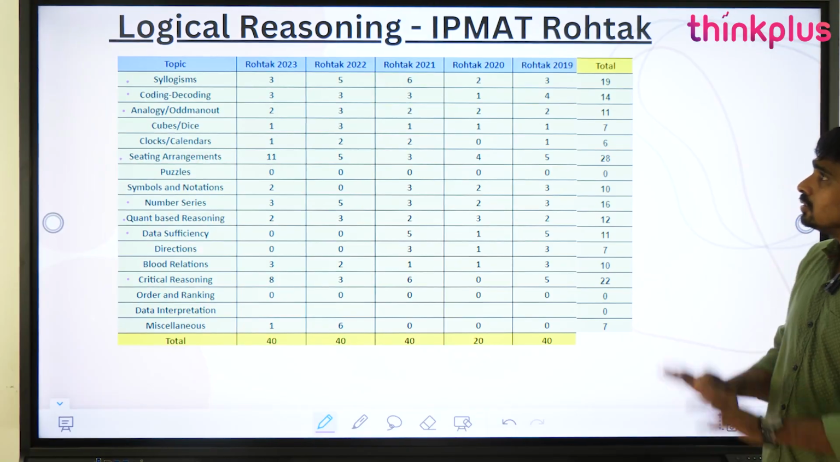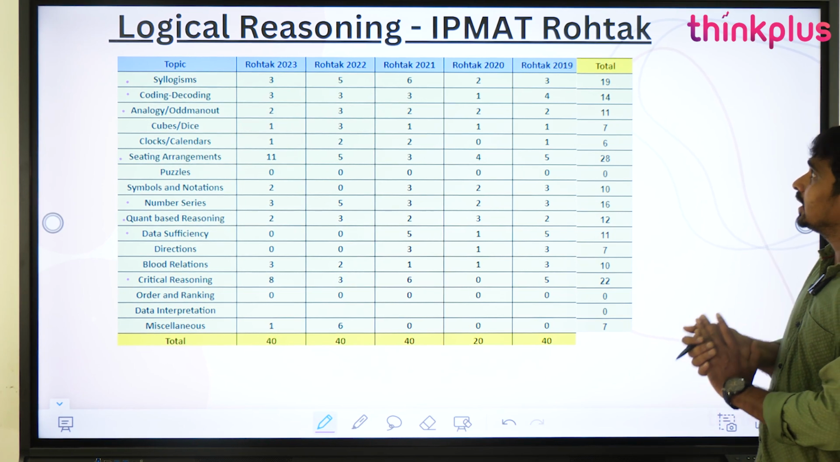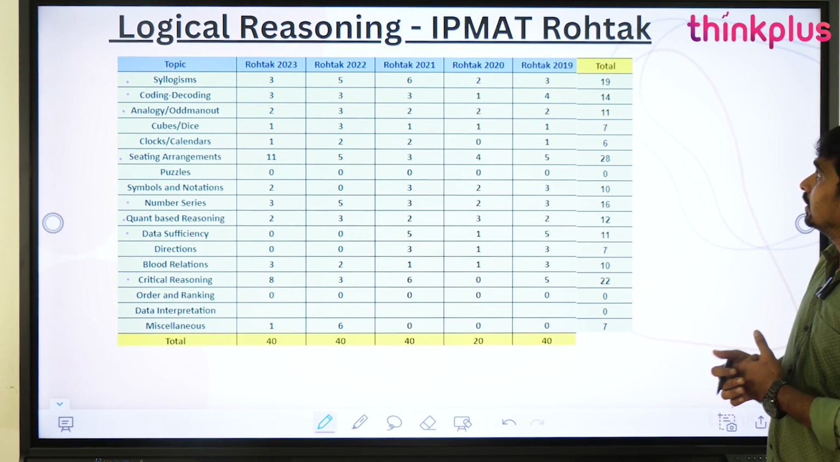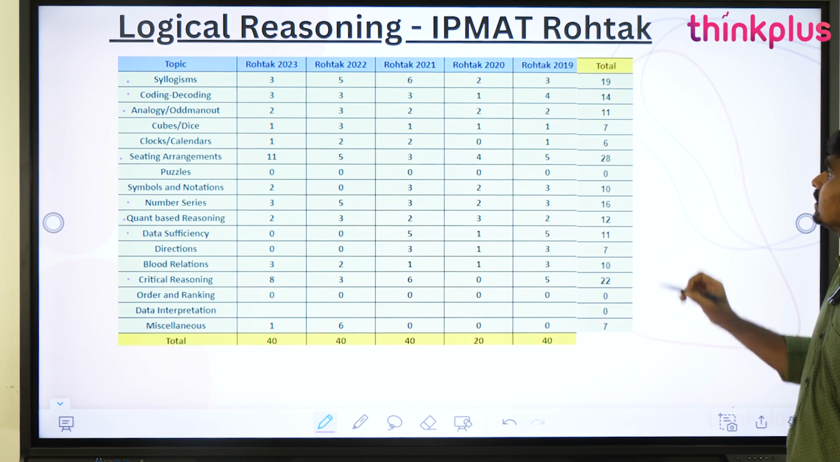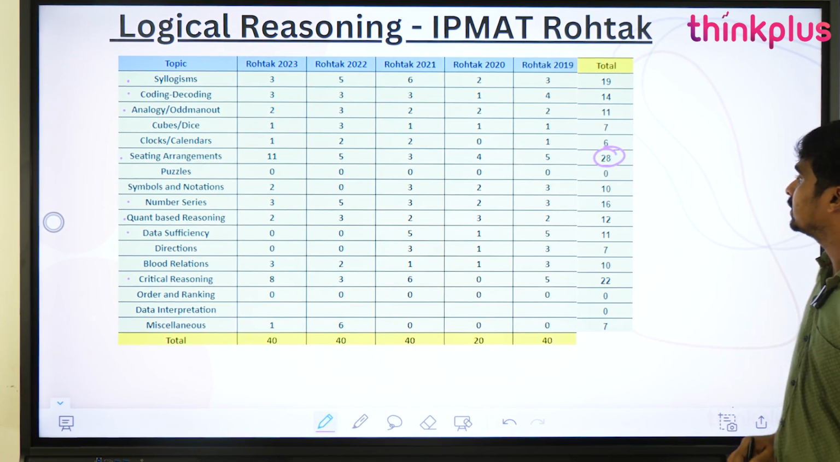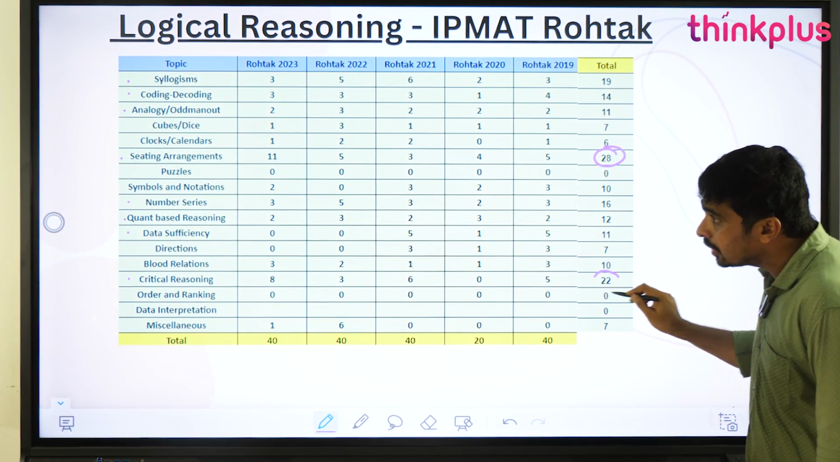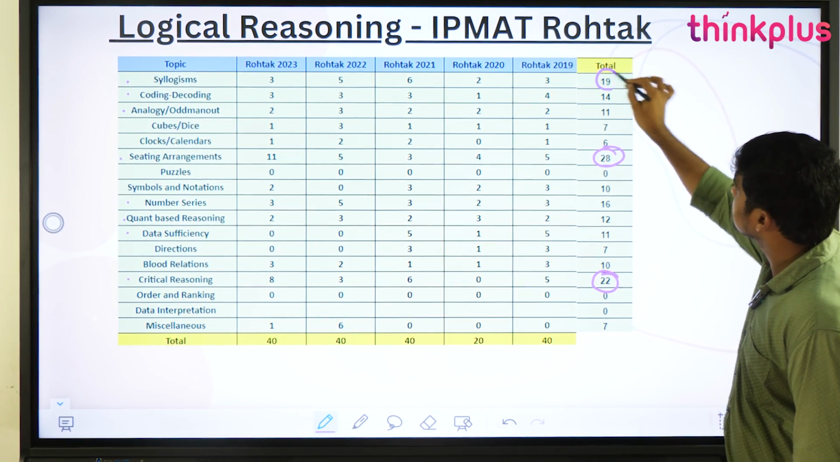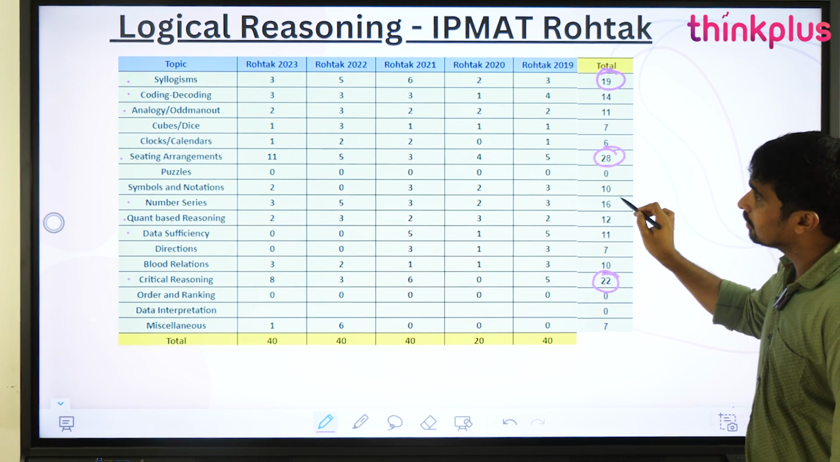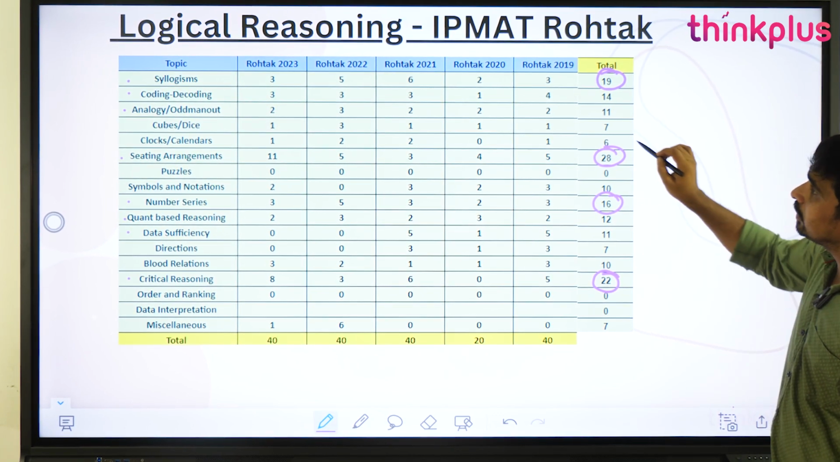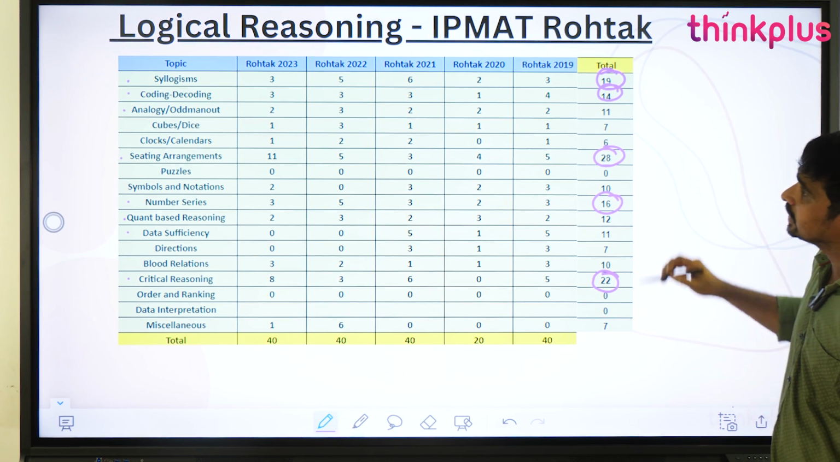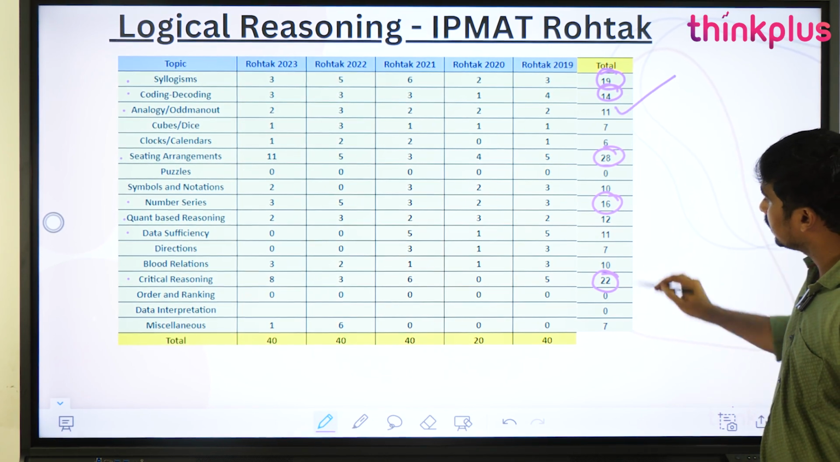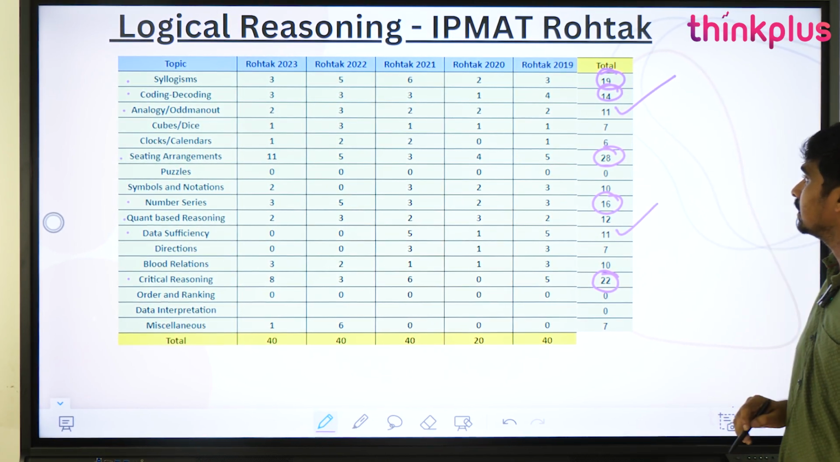Let's also have a look at the IPMAT Rohtak logical reasoning number of questions that appeared in the last 5 years. The highest number of questions, 28, appeared from sitting arrangement, and next 22 questions appeared from critical reasoning, and 19 questions appeared from syllogisms, and next 16 questions appeared from number series, and next 14 questions from coding decoding, and 11 questions appeared from analogy and odd man out, and here also 11 is there for data sufficiency, right?